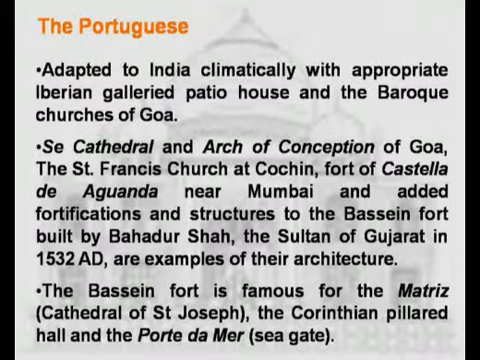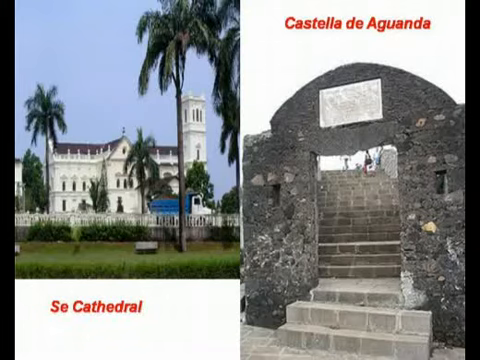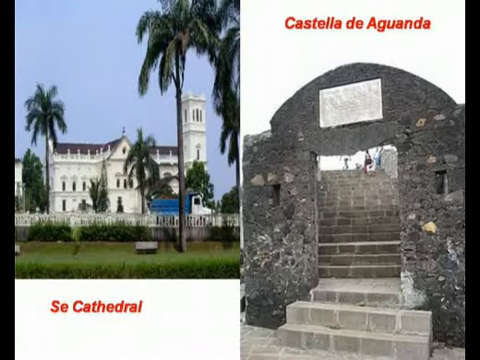Let's take up the Portuguese first. The Portuguese adapted to India climatically with the appropriate Iberian galleried patio house. The Baroque churches of Goa, Se Cathedral and Church of the Immaculate Conception of Goa, St. Francis Church at Cochin, Fort of Castella di Aguada near Mumbai, and the fortifications and structures added to the Bassein Fort, which was built by Bahadur Shah, the Sultan of Gujarat, are examples of Portuguese architecture.